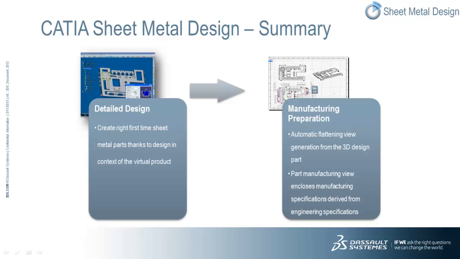So what have we seen? In the detailed design phase, we've seen how you can create right first-time sheet metal parts thanks to design in context of the virtual product. And in the manufacturing preparation phase, we've seen automatic flattening views created directly from the 3D design part. In addition, the part manufacturing view encloses manufacturer specifications derived from the engineering specifications.